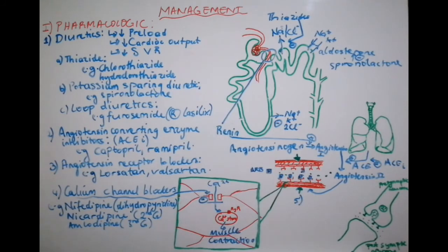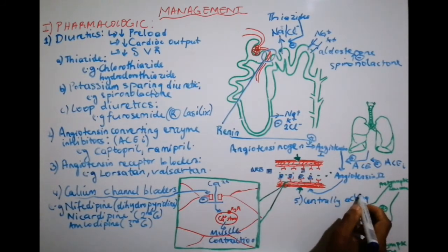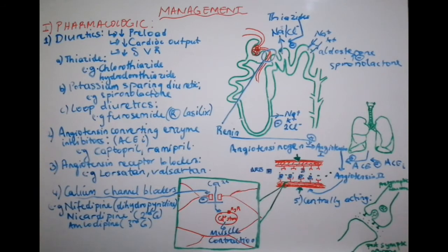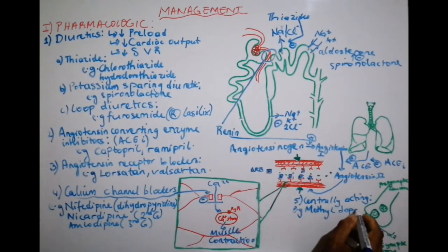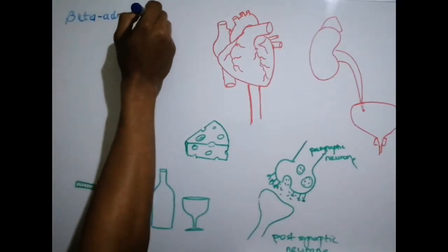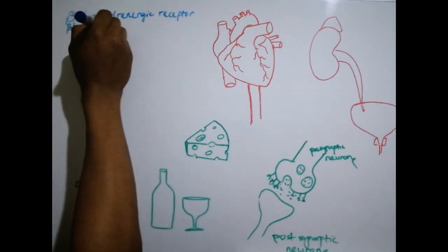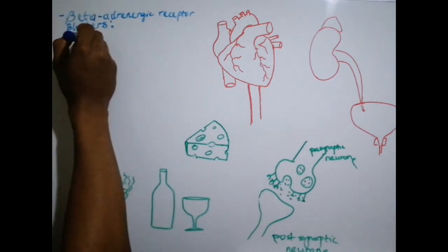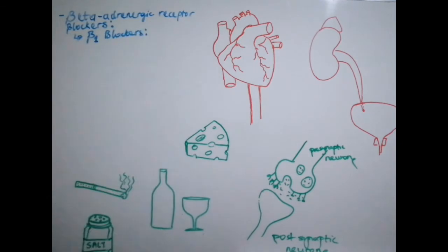Another very important class of antihypertensives is centrally acting antihypertensives, which decrease sympathetic outflow by stimulating central presynaptic alpha-2 adrenergic receptors in the medulla to inhibit norepinephrine release. Example, methyldopa. Another important class of antihypertensives is beta-adrenergic receptor blockers, which block beta-adrenergic receptors for adrenaline.